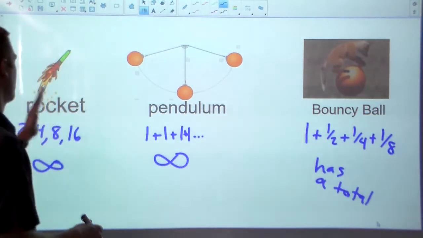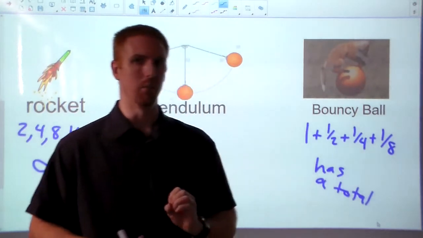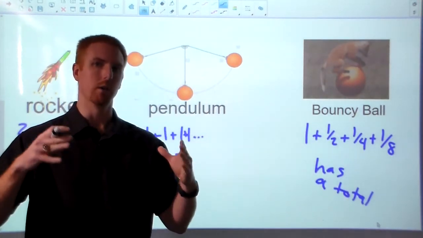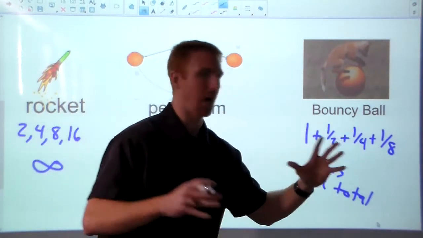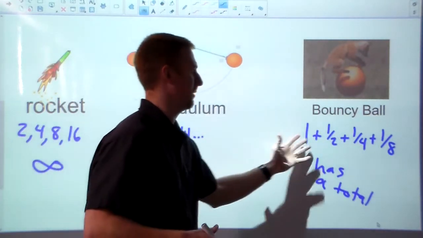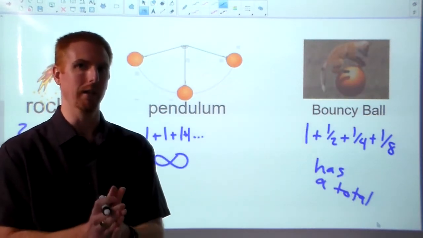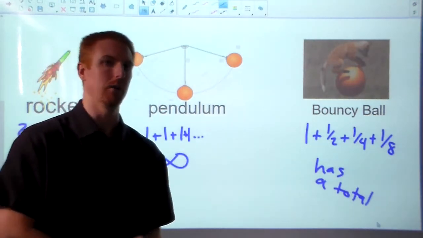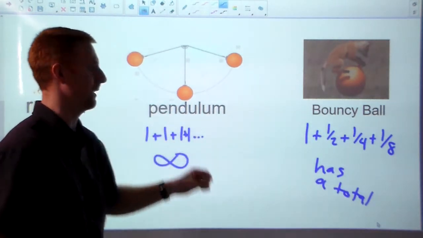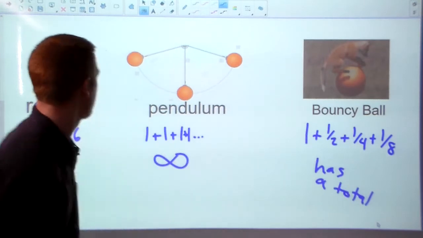That's really the key. Rocket doesn't stop moving. Pendulum doesn't stop moving. Eventually the bouncy ball does. So if you've got a situation where it's trending towards stopping its motion, and I'm saying motion lightly because we're going to look at just pure numbers, but if you see it trending toward a stopping point, it's going to converge. That's the calculus term. These two are going to diverge because they're not trending toward a stopping point. They're trending toward being in motion forever.